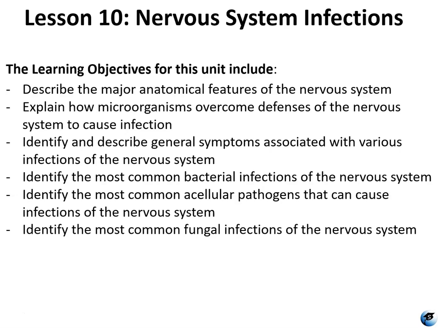The learning objectives for this unit are going to be describing the major anatomical features of the nervous system, explaining how microorganisms overcome defenses of the nervous system, identifying and describing general symptoms associated with various infections of the nervous system. We'll talk about the most common bacterial infections, the most common acellular pathogens, and also the most common fungal infections of the nervous system.